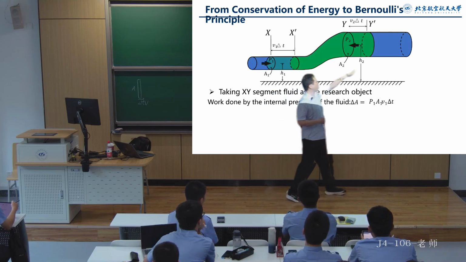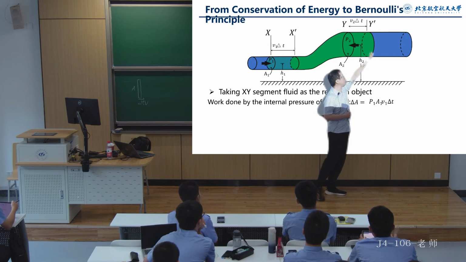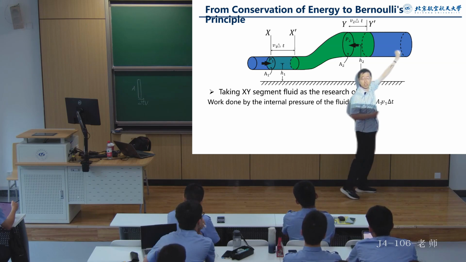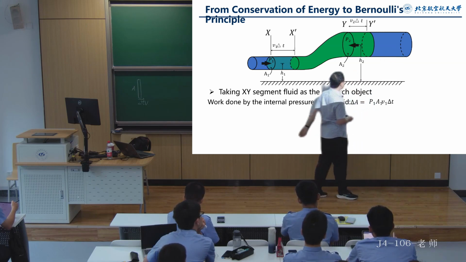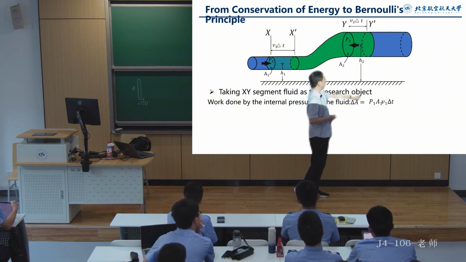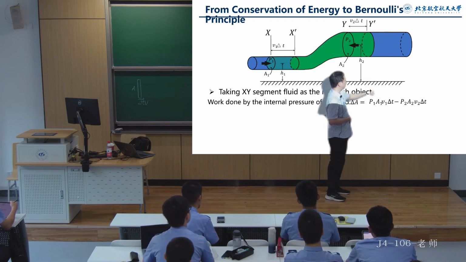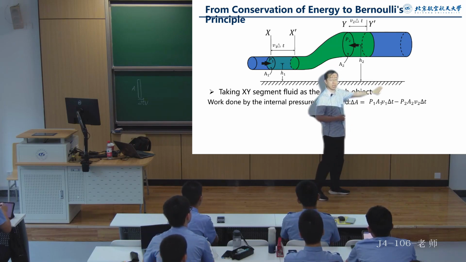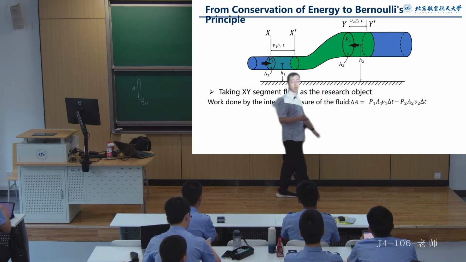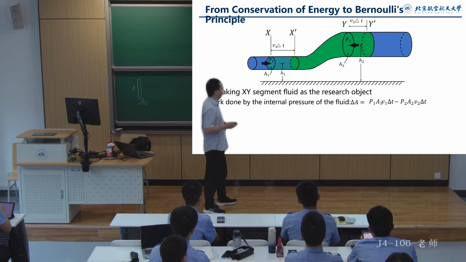Similarly, on the right side, this pressure does negative work, right? Because under its influence, the direction of displacement is opposite. So the work done should decrease energy. However, it should be P2 multiplied by this A2, correct? This is the force. And then multiplied by the distance, which is v2 times t. Since it is negative work, there is a negative sign in front. All right, so this is the work done by the internal pressure.